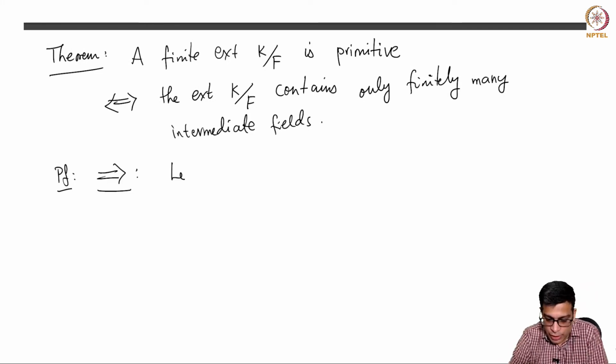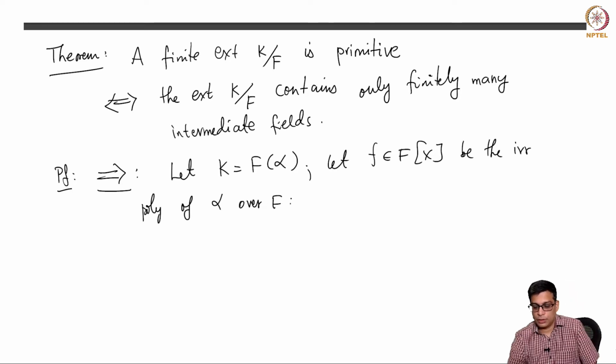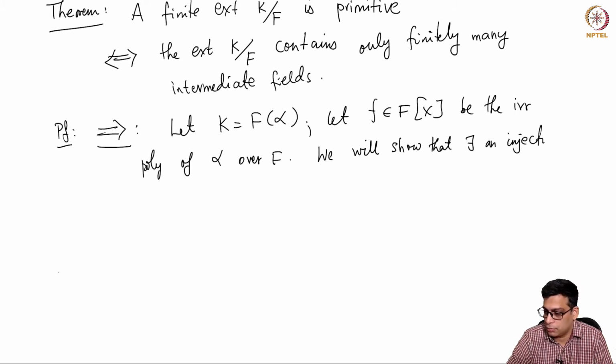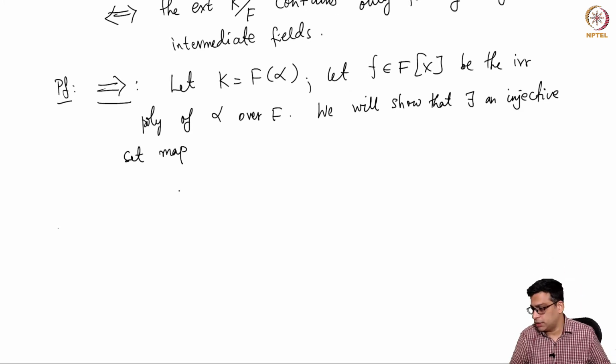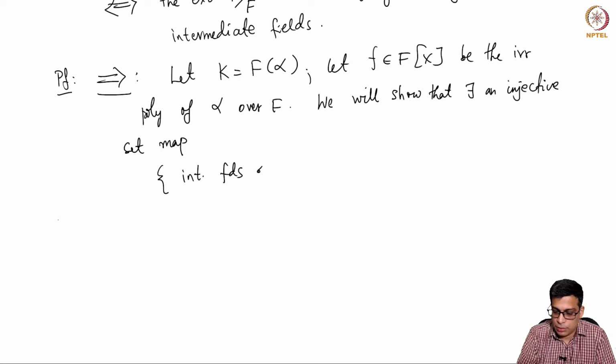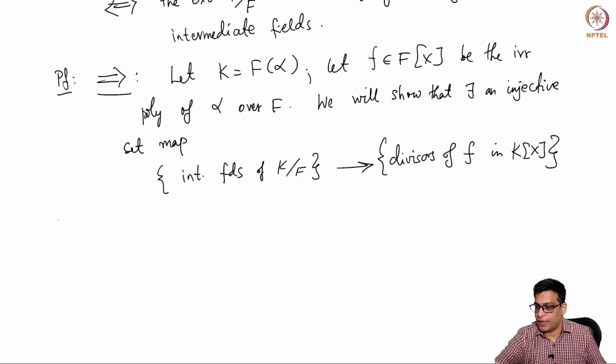The forward direction: let K be equal to F(alpha), and let f be the irreducible polynomial of alpha over F. We will show that there exists an injective set map from intermediate fields of K over F to divisors of f in K[x].